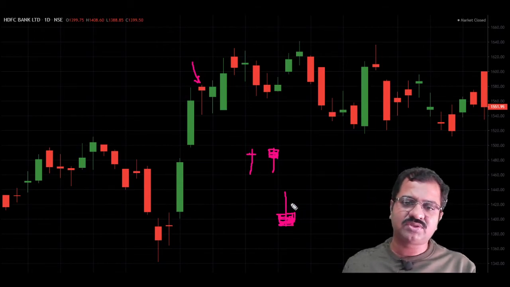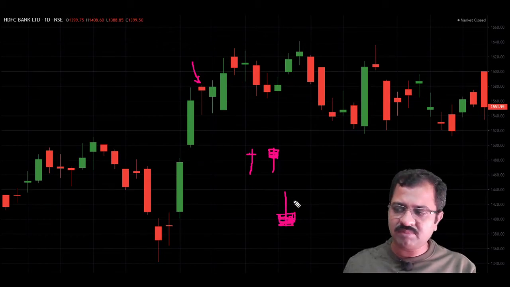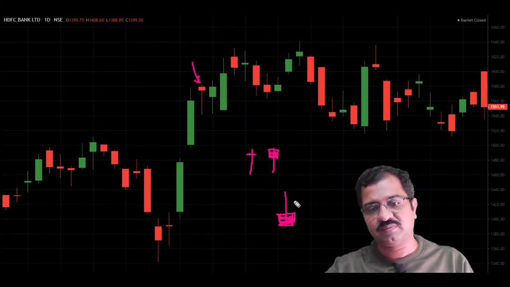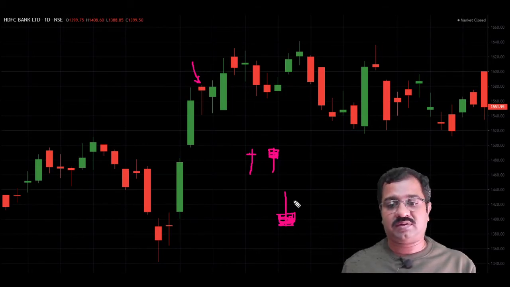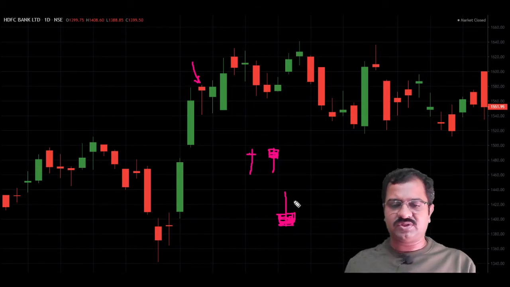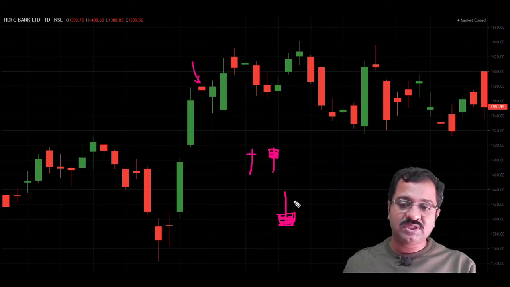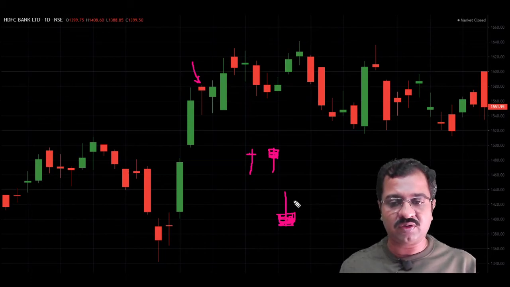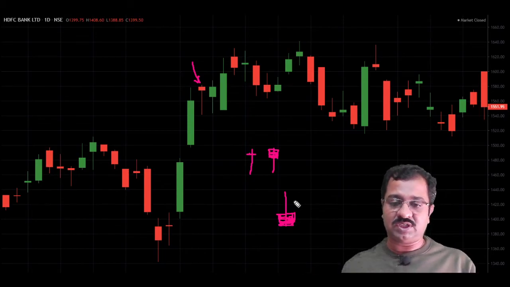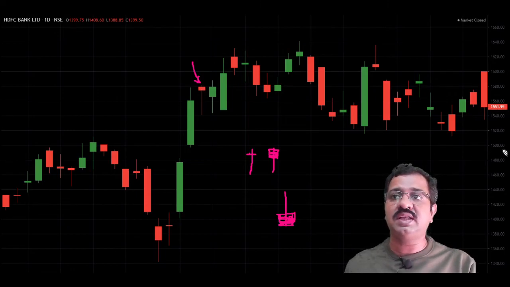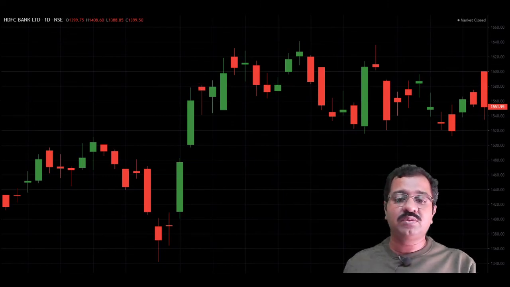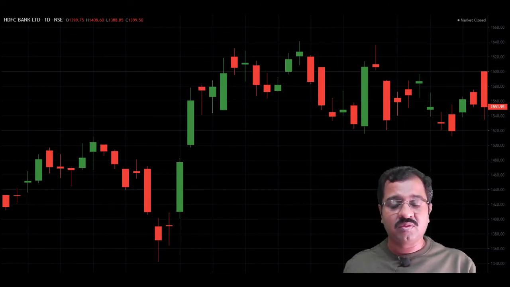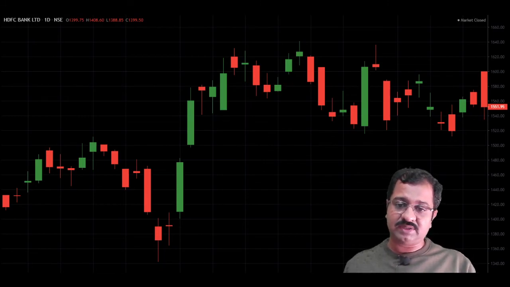But if the same structure forms at the top, it is called a shooting star. Okay, so there are many such names. Don't get confused. See the context. See when this candle is forming, what is the meaning behind this? Who is in control? Who is pushing the prices? Is it the buyer or the seller? And you will be able to understand the context. Even if you see a daily candle, you will be able to understand what is happening inside in small time frames.